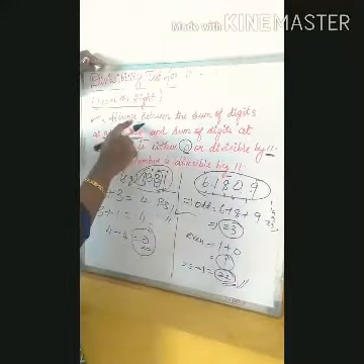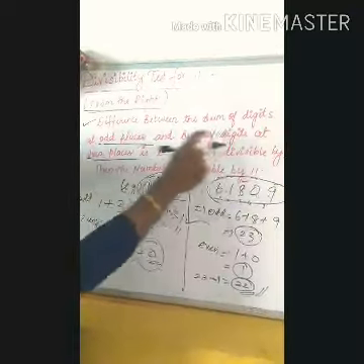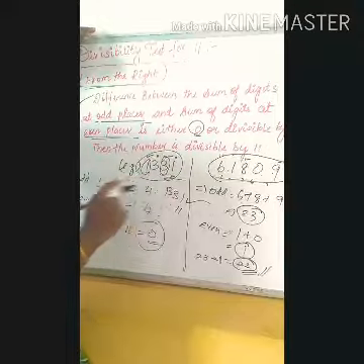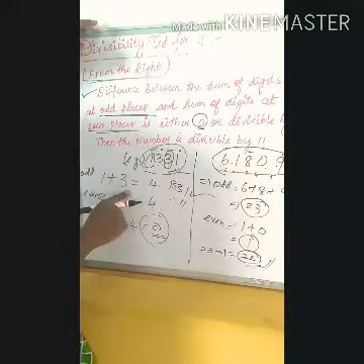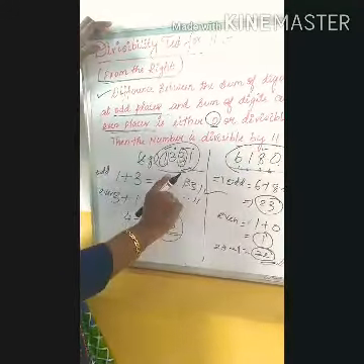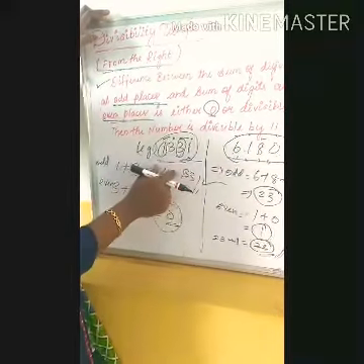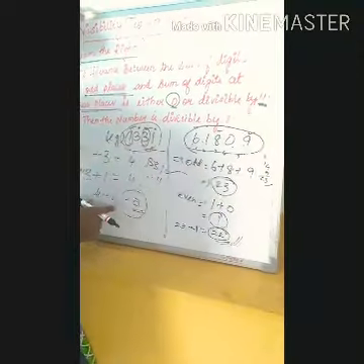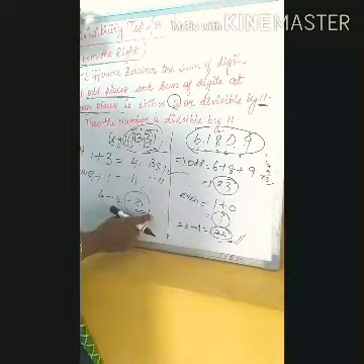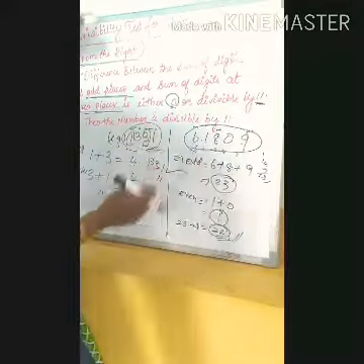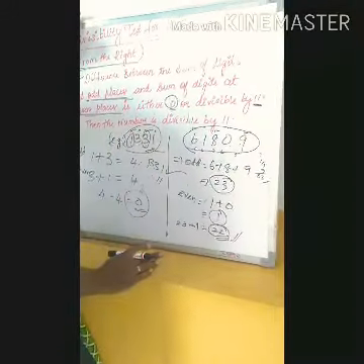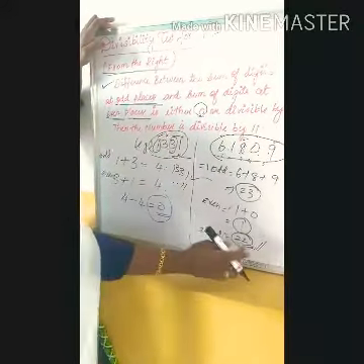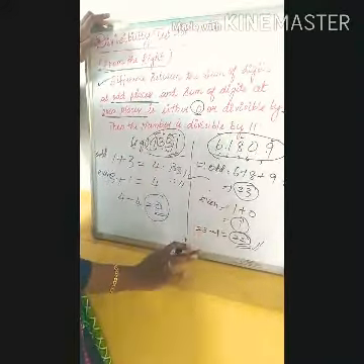Let me explain once. Difference between the sum of digits at odd places and the sum of digits at even places. Difference means subtraction. So we have to take the odd place numbers and add, take the even place numbers and add. Then subtract them and find out whether the result is equal to 0 or divisible by 11. If it is either 0 or divisible by 11, then the number is divisible by 11.